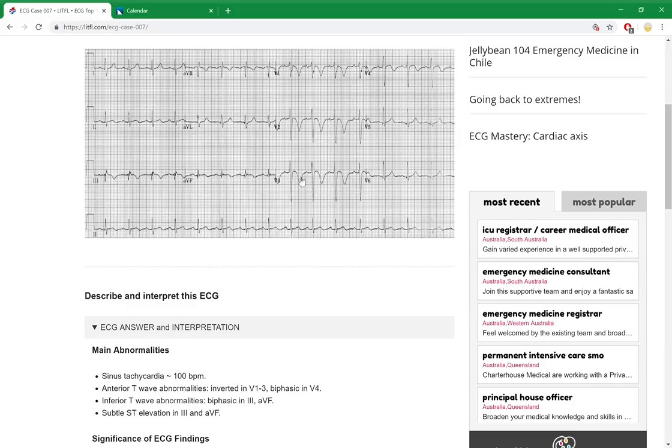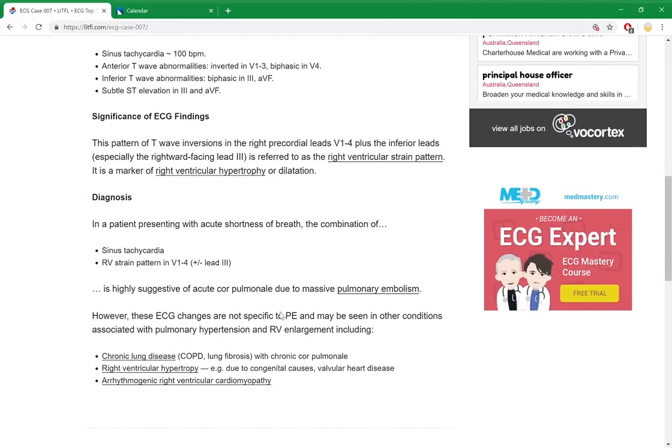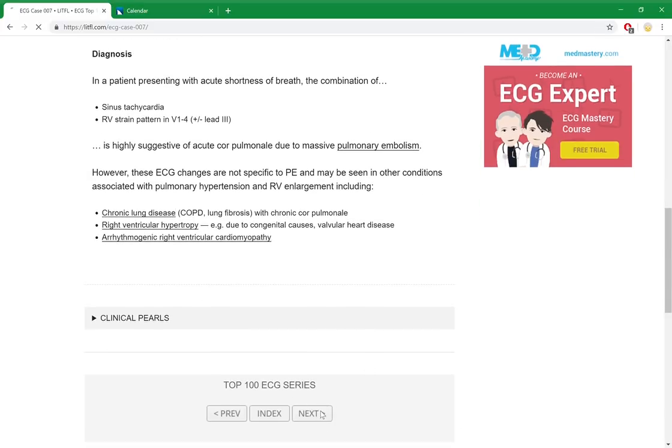You think of things that can cause the right side of the heart to work harder. So chronic lung disease, right ventricular hypertrophy due to congenital causes or valvular heart disease, and then ARVC, I forgot exactly what the acronym is, but it's arrhythmogenic right ventricular cardiomyopathy, can cause changes like this as well.